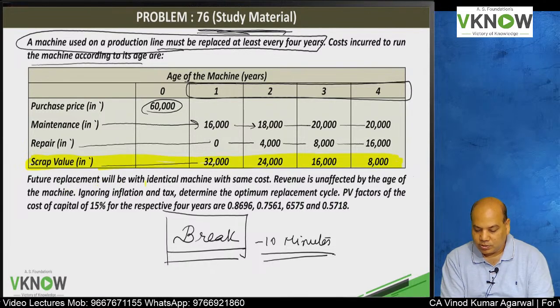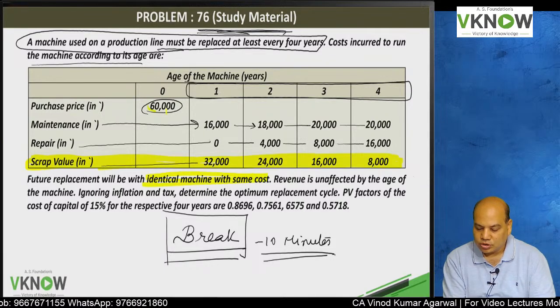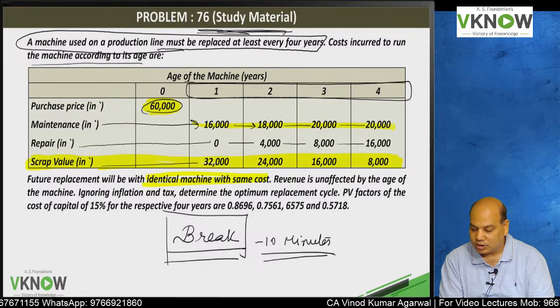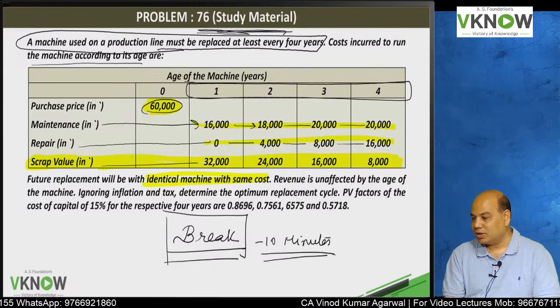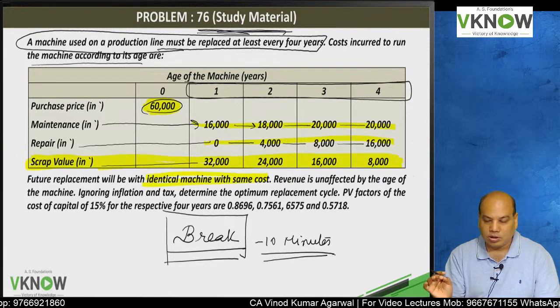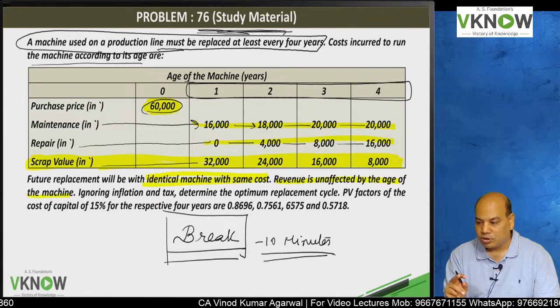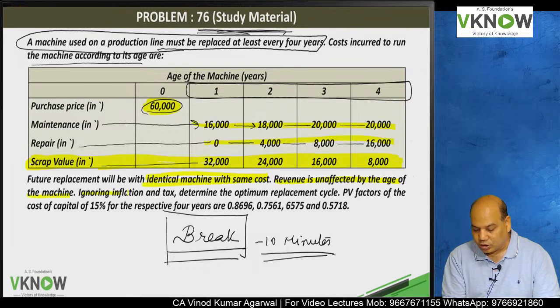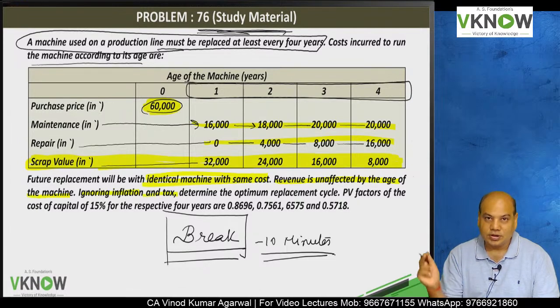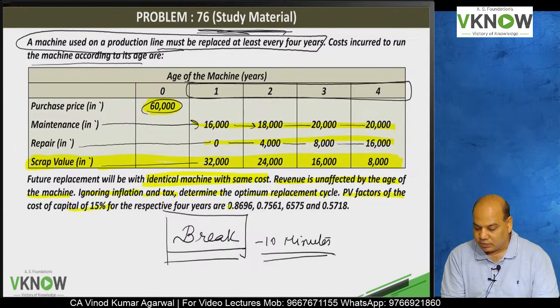Future replacement will be with an identical machine with the same cost. That means you can replace it with the same machine, same purchase cost, same maintenance, same repair, etc. Revenue is unaffected by the age of the machine. So this is a problem of cost minimization. Ignore inflation, very good. Ignore taxation, very good. Determine the optimum replacement cycle. PV factors at 15% are given to you.